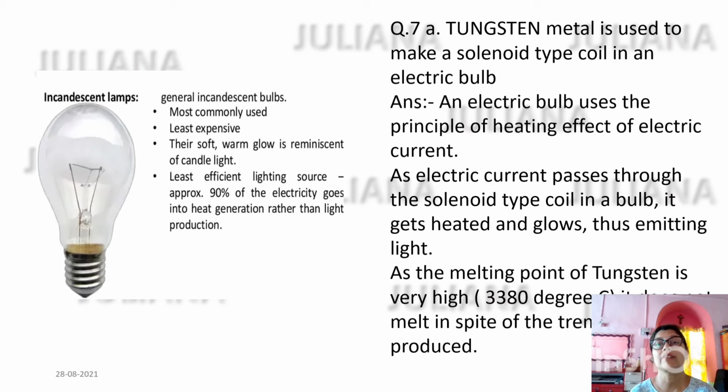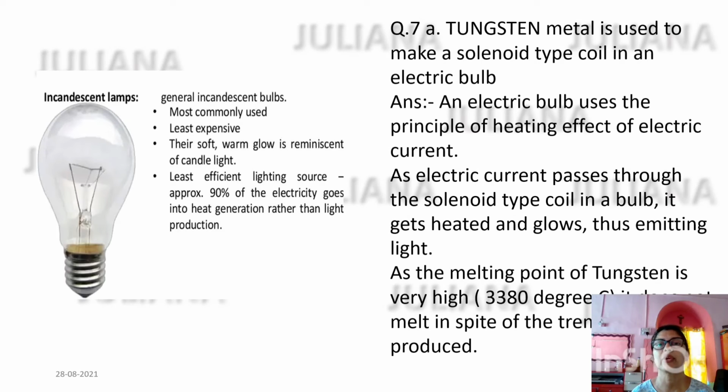Okay, so you have a question again. Tungsten metal is used to make a solenoid type of coil in an electric bulb. A solenoid is a coiled electric wire. We'll study solenoids as we study the lesson. An electric bulb uses the principle of heating effect of electric current. As electric current passes through the solenoid type of coil in a bulb, it gets heated up, and because of that heating up, it starts glowing, and as it glows, it emits light.